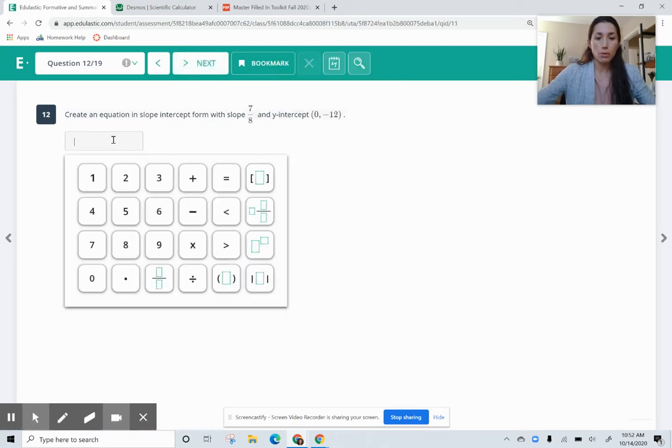We'll create one more equation. We've got y equals, we have our slope 7/8, so 7 divided by 8. And then I want to do an arrow to go out of the fraction there so I can put the x after it. And then our y-intercept, our b, is negative 12, so I'll just put minus 12.